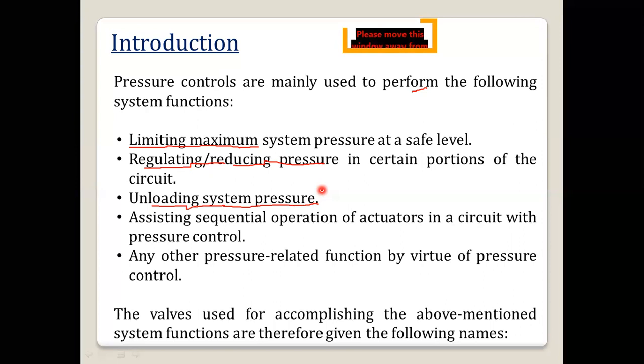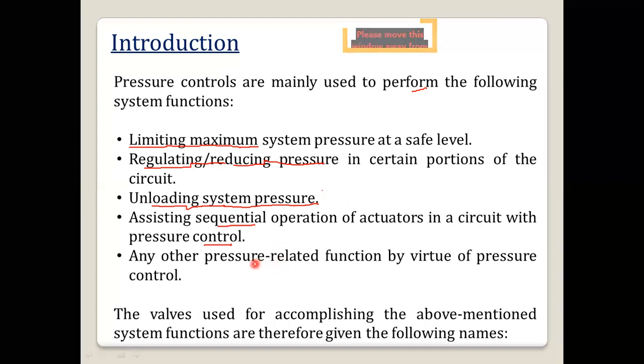That process we call the unloading system. Then we can also use the pressure control valve for assisting sequential operation of the actuators in a circuit with pressure control. So we can control the sequence of the hydraulic cylinders. We can control the sequential operation of the actuator, mainly the hydraulic cylinder. That means cylinder 1 and cylinder 2 will be operating in this sequence. So that sequence can be controlled by using the pressure control valves.